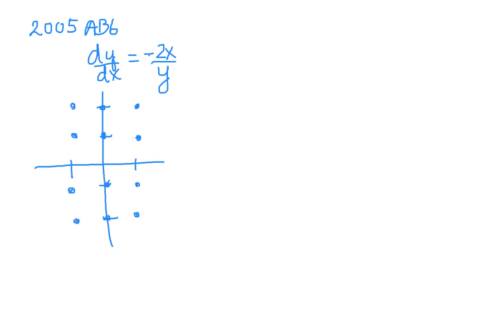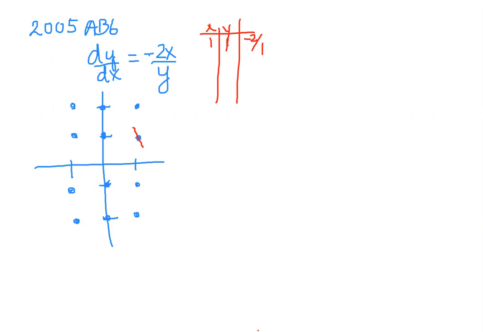And you need to go ahead and draw this slope field for these 12 points. So let's see, at 1, 1, this is going to be -2 over 1. So it's going to be a -2. And I'm just going to do these. I'm not going to write out all of them. You can figure these out.